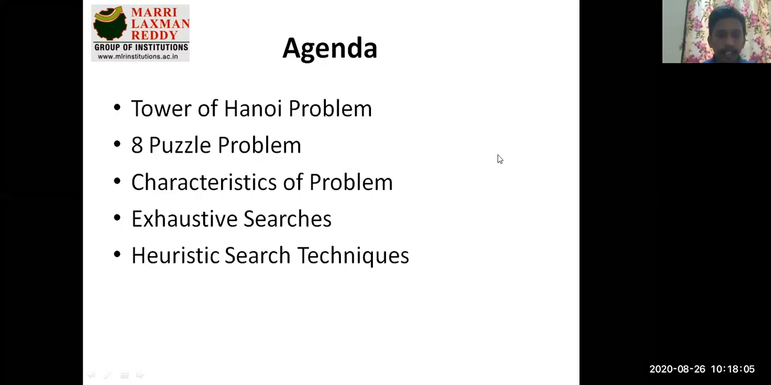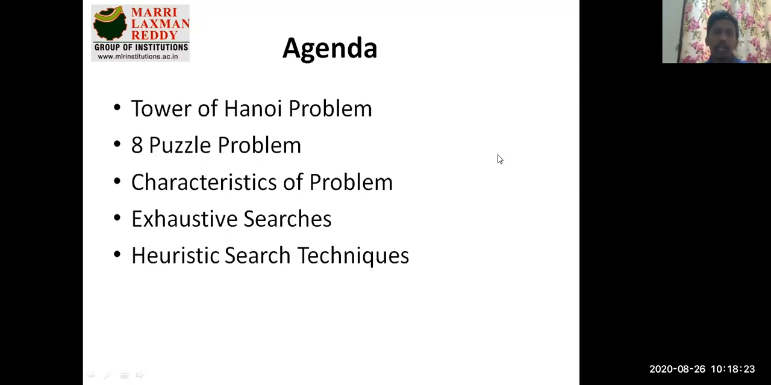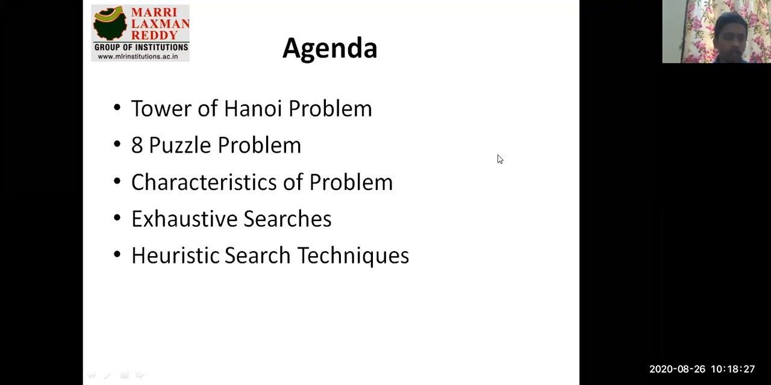So today's agenda is, in the previous session we have discussed some of the AI problems, like tic-tac-toe. Also we have discussed the missionaries and cannibals problem. As part of problem solving through AI, we need to learn a lot of things, a lot of problem solving strategies. In yesterday's session, we discussed the tic-tac-toe problem, and there we applied the min-max algorithm.